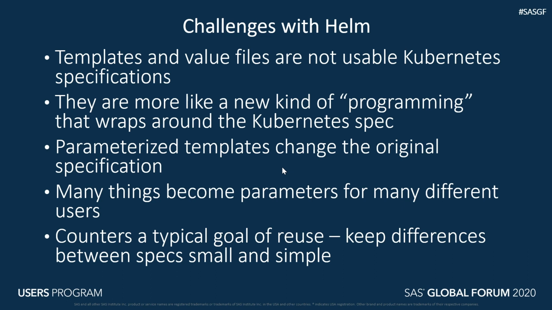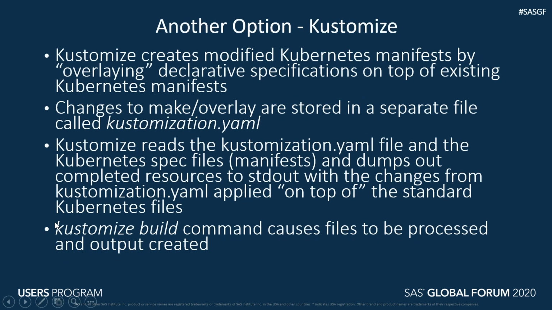So this counters a typical goal of reuse, which is to keep differences between specs small and simple. Although it can be simple, if you're just changing a few things, it can get very complex as well. So another option that's come on the scene is Kustomize with a K. Kustomize creates modified Kubernetes manifests by overlaying the specifications on top of existing ones.